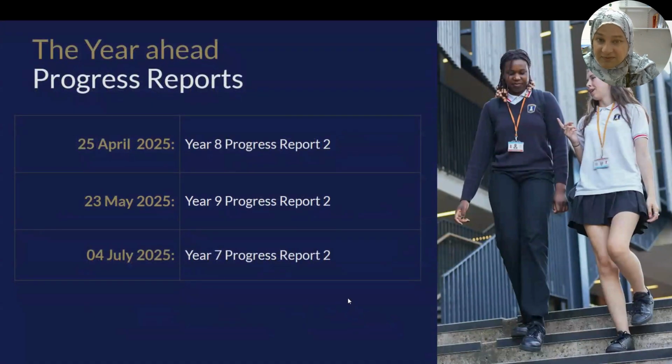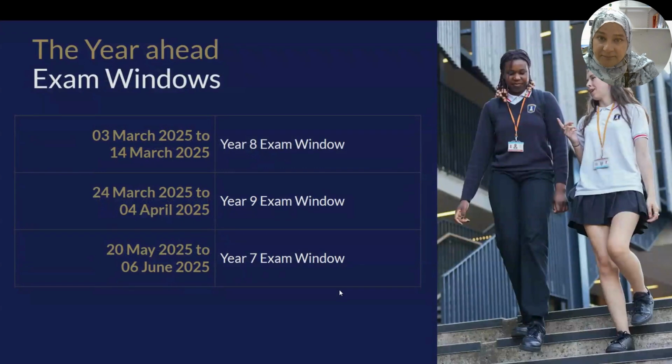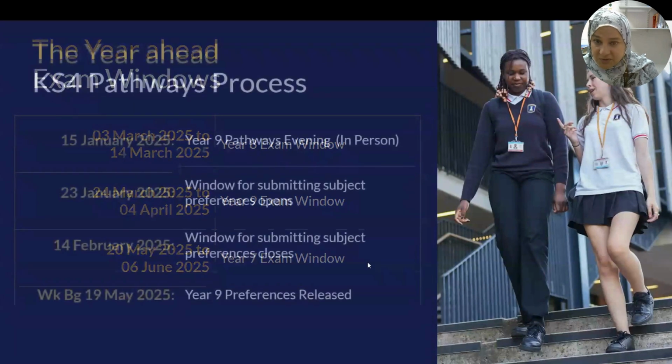The progress reports, the final ones that will be released this year: on the 25th of April it will be year 8, 23rd of May year 9, and the 4th of July year 7. That's after the 2-week exam window that students will have. Each year group will have a 2-week formal exam window where they will be assessed on all of the content they've studied so far in Key Stage 3 or across the year. There's a different exam window for each year group. For year 8, it's from the 3rd to the 14th of March. For year 9, it's from the 24th of March to the 4th of April. And for the year 7s, it's from the 20th of May until the 6th of June.